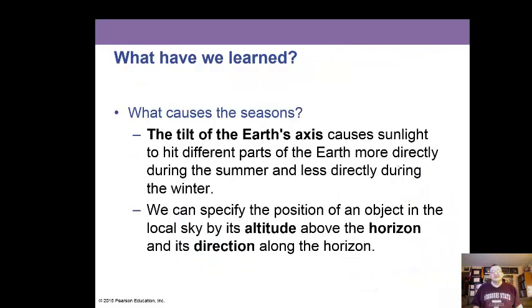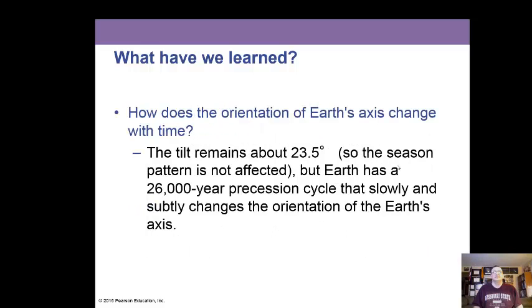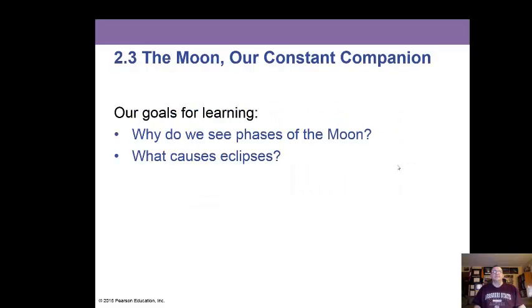The tilt of the Earth's axis causes sunlight to hit different parts of the Earth more directly during the summer and less directly during the winter. We can specify the position of an object in the local sky by its altitude above the horizon and direction along the horizon. The tilt of the Earth's axis is 23.5 degrees, so the season pattern is not affected. I will tell you that the Earth wobbles on its orbit, though, in a 26,000 year precession cycle that slowly and subtly changes the orientation of the Earth's axis, and also will change the northern star. Right now it's Polaris, but it's not going to be that way all the time.